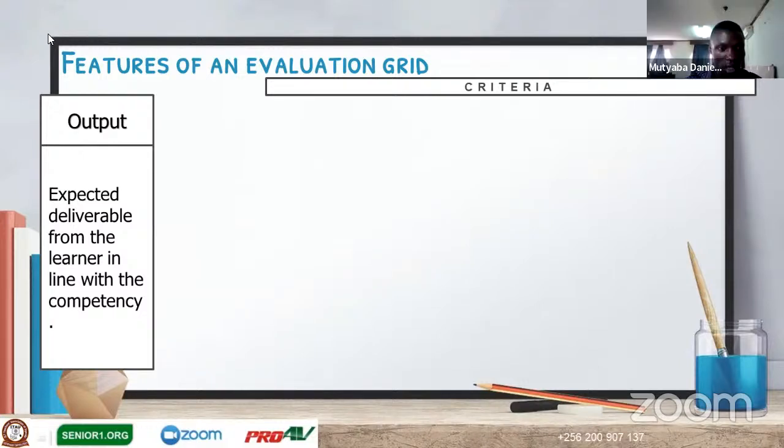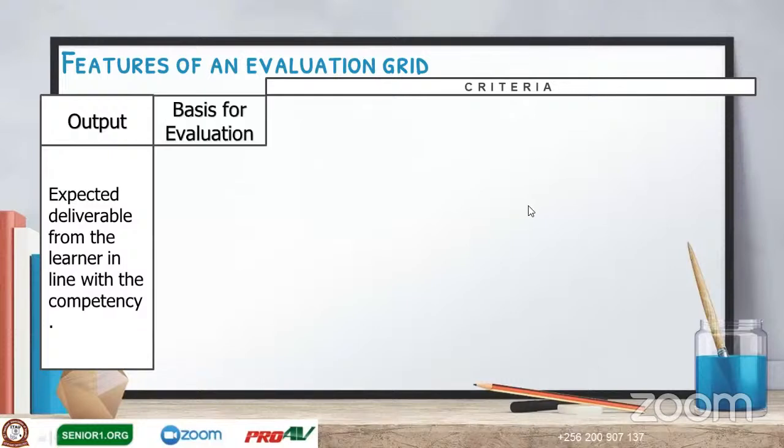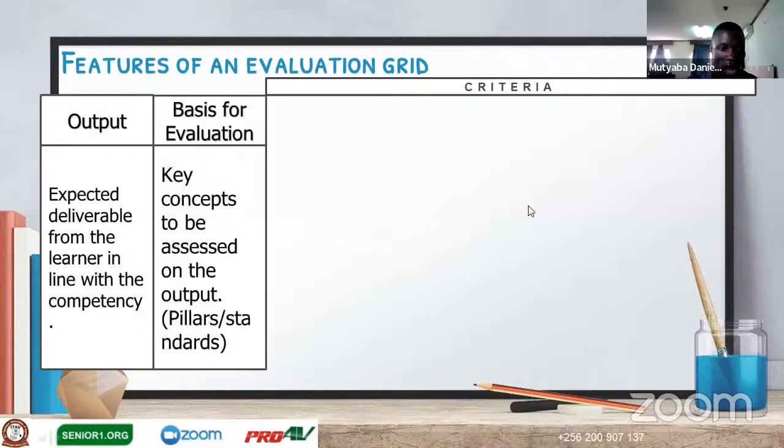Look, this is the format of the evaluation grid. The output, that is the expected deliverable from the learner, in line with the competency. Members, take note of this. It should be in line with the competency.